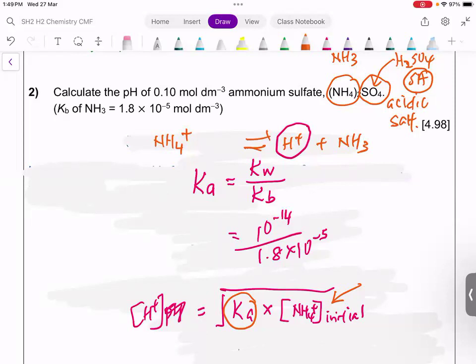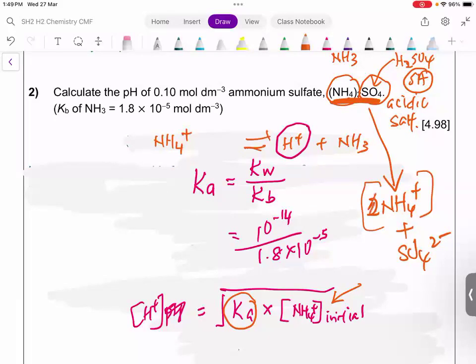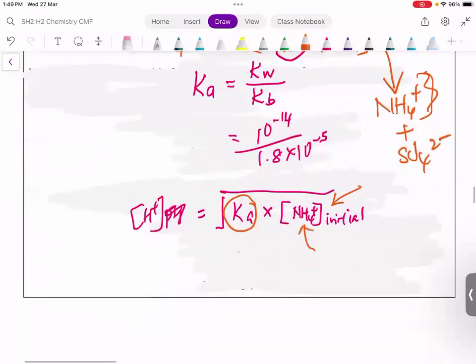0.2, very important, because in this salt, upon full dissociation, there are 2 moles of ammonium cation released with 1 mole of sulfate. So when you write the dissociation of this soluble salt, recognize that there are 2 moles of ammonium. Because of the 2 moles released, the concentration here will be 0.1 times 2. Then you substitute and work out the answer. You should be able to get the answer.